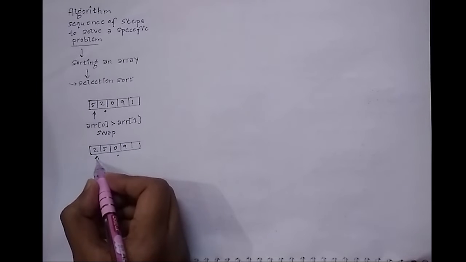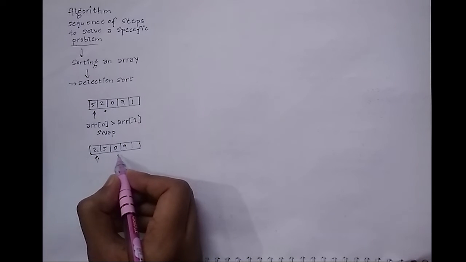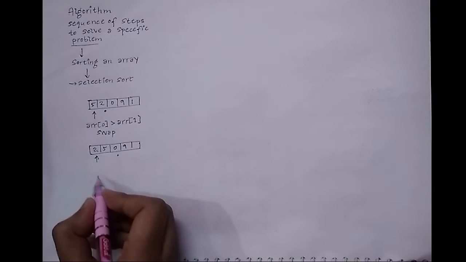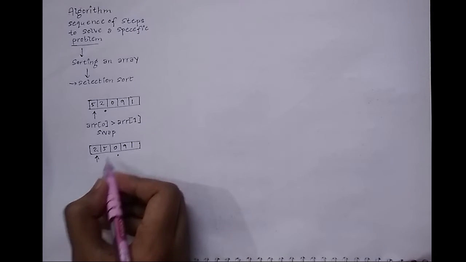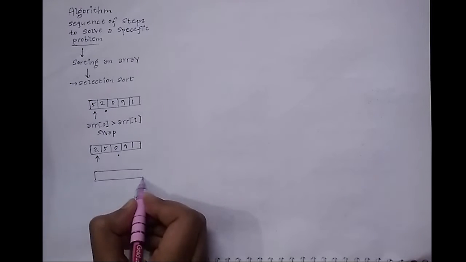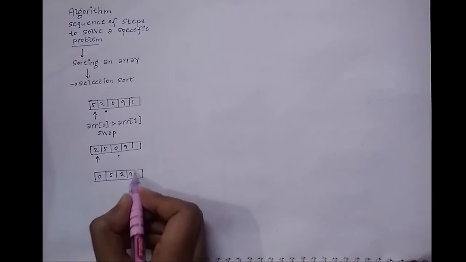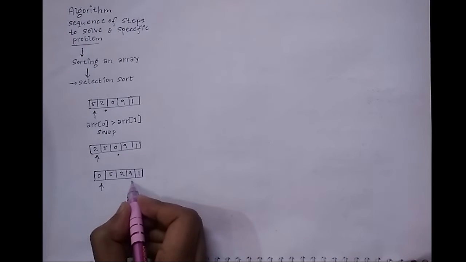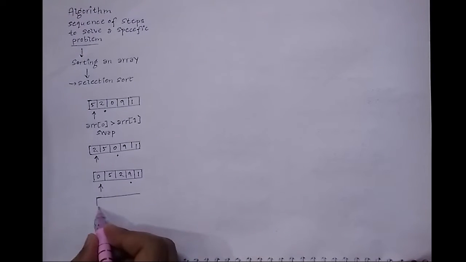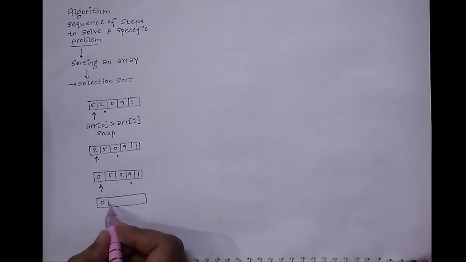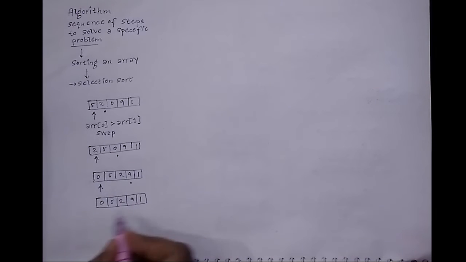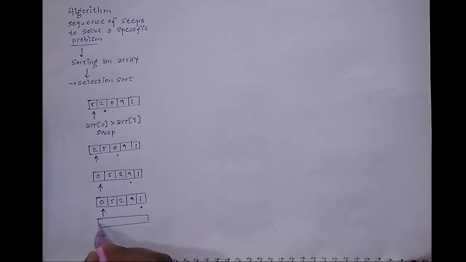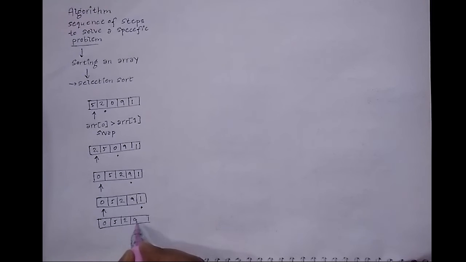We'll again compare the element at the 0th index, but this time with the element at the next index, that is 0. Again, 2 is greater than 0, so we'll swap their values and now our array becomes like this. We'll again compare the element at the 0th index with the element at the next index, that is 9. Since the condition is not true, our array will remain the same, that is, we will not do swapping. Now we'll compare the element at the 0th index with the last element. Since 0 is not greater than 1, we'll not do swapping and our array will remain the same.